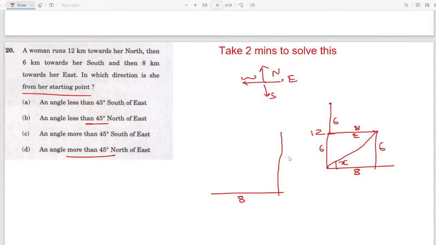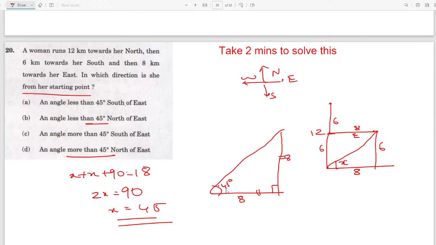So if this side is also 8, then this angle would have been 45. Why? Because this is an isosceles triangle. Two sides are equal, so two angles should be equal. If two angles are equal and one is 90 degrees, then if this is x, x plus x plus 90 is equal to 180, and 2x is equal to 90, x is equal to 45. So this angle is 45.